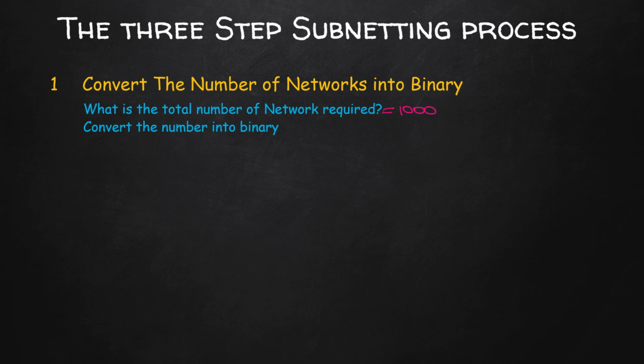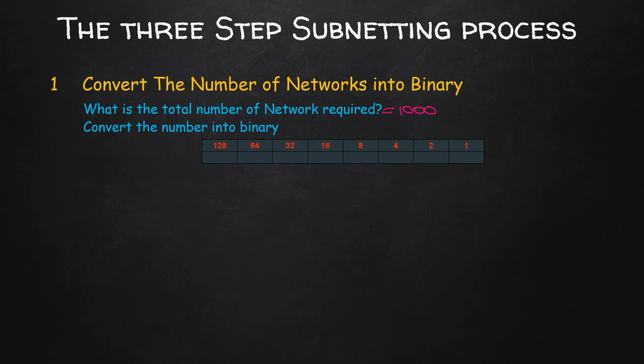Now let's go back to the subnetting process. So the total number of network requirement is 1000. Okay, now convert the number into binary. So we need to convert this number into binary. So how to convert this into binary? For that, we need to take the support of the binary to decimal conversion table. So let me take the binary to decimal conversion table onto the screen. Here we go. So here we need to convert this decimal number 1000 into binary.